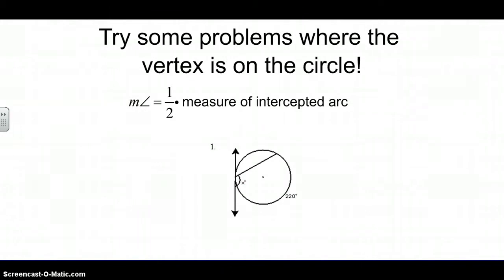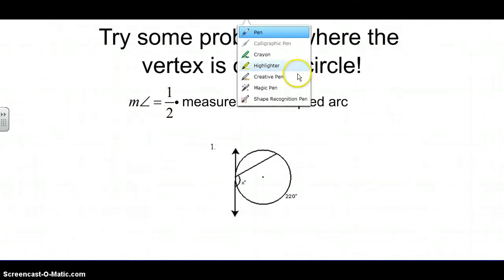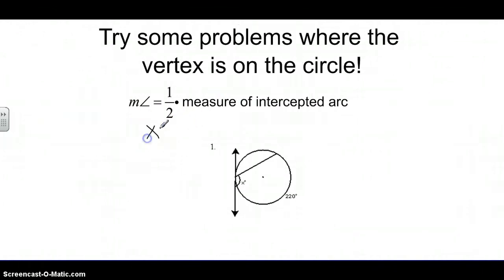Now we're going to try some problems where the vertex is on the circle. If you look at problem number 1, this is the case. My vertex here is on the circle. And I'm going to use the formula: the measure of the angle is equal to half the measure of the intercepted arc. Now, I can see that my angle is x, and it's going to be equal to 1/2 the measure of the intercepted arc, which is 220. I'm just going to substitute into that formula and solve. X must be 110.